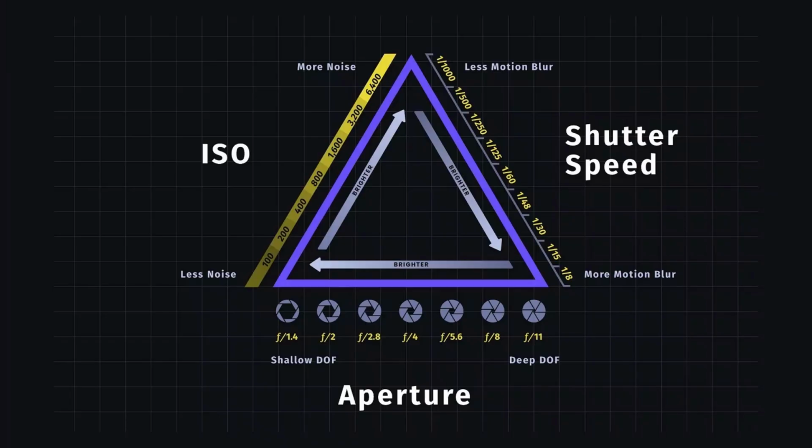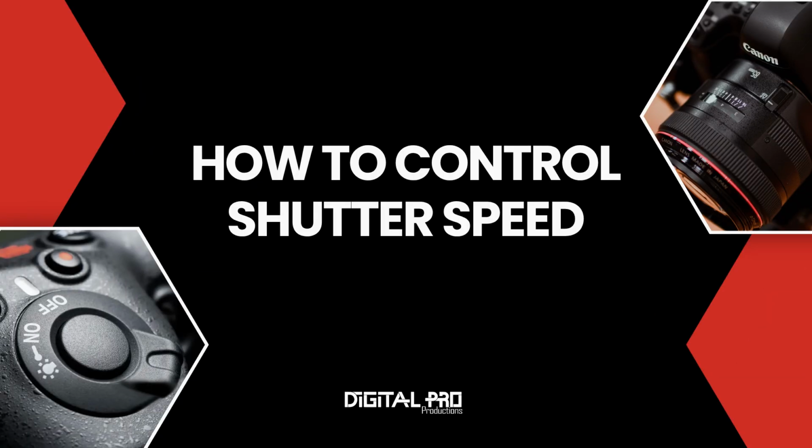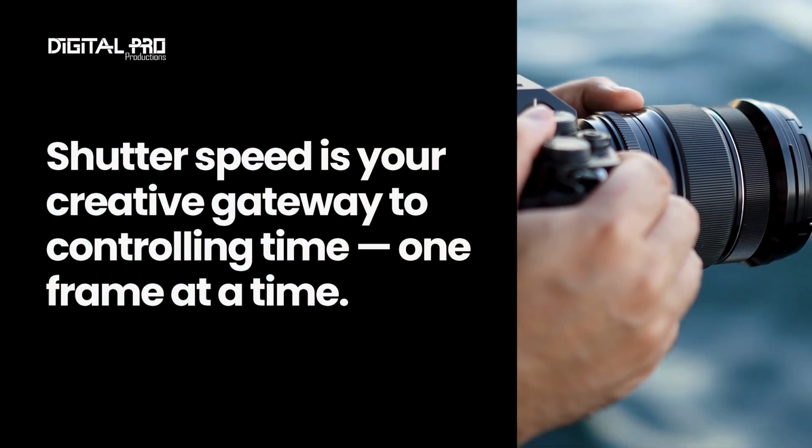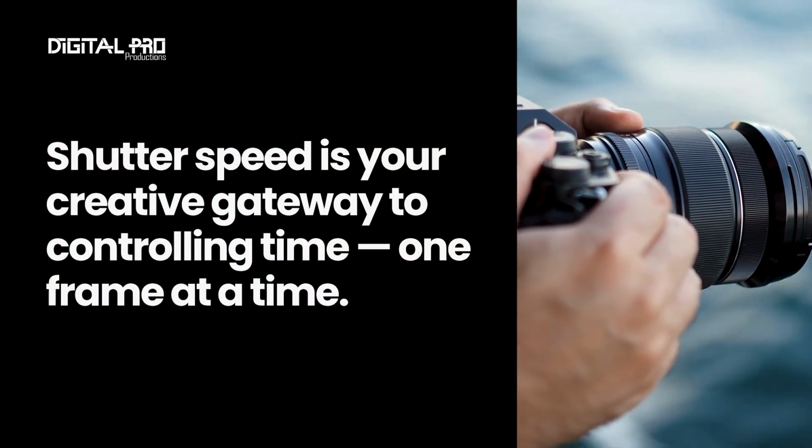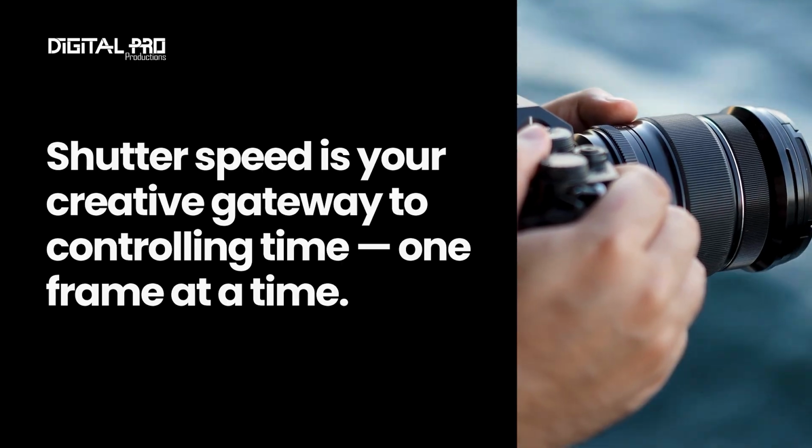Remember, fast shutter, less light, may need higher ISO or wider aperture. Slow shutter, more light, consider a lower ISO or smaller aperture to avoid overexposure. Shutter speed is your creative gateway to controlling time, one frame at a time.